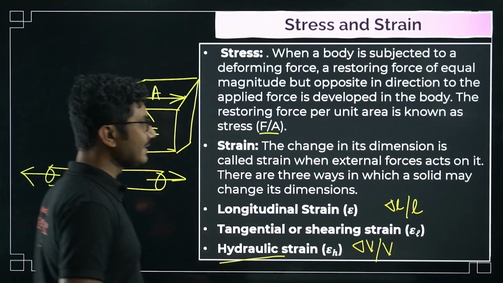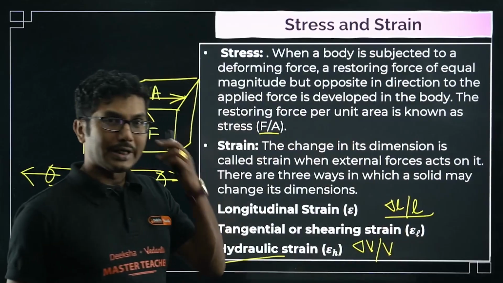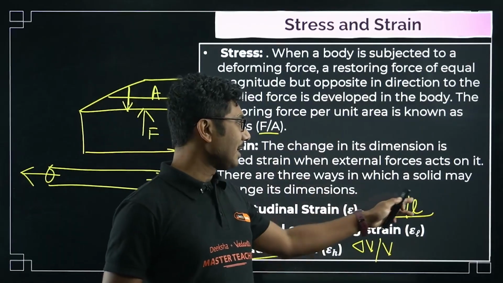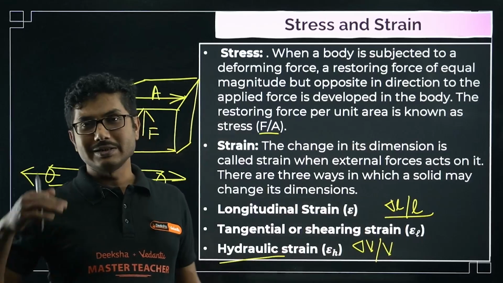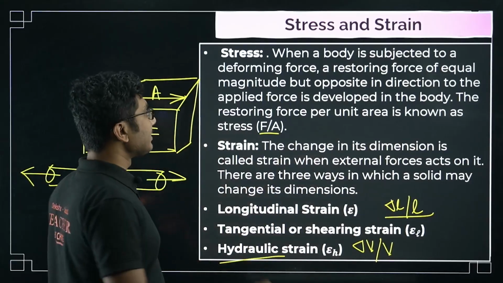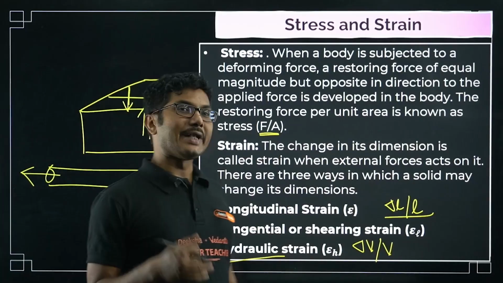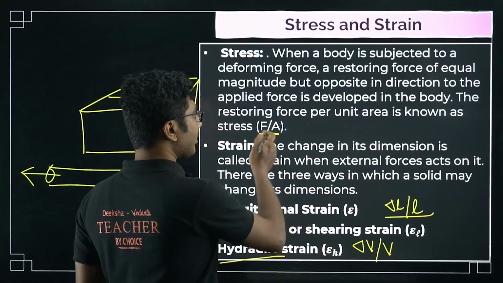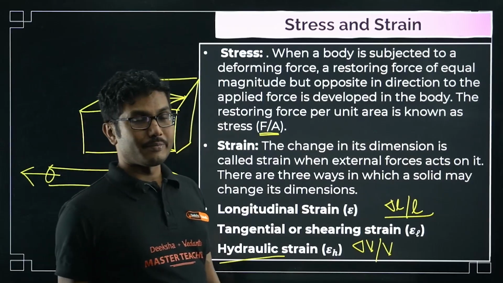Now, as you can see, strain is a dimensionless quantity. Delta L is a unit of length, L is also a unit of length, so a unit of length divided by a unit of length means there is no unit, so this is a dimensionless or unitless quantity. Stress is not unitless. Stress has the same dimension or unit as pressure. Pressure is F by A, and stress is also F by A.